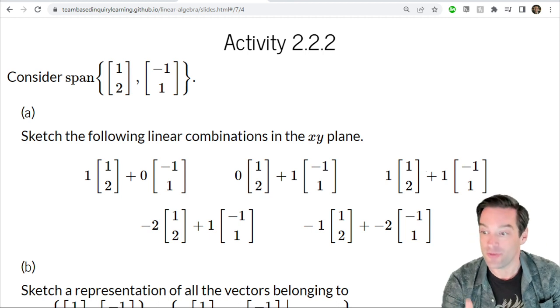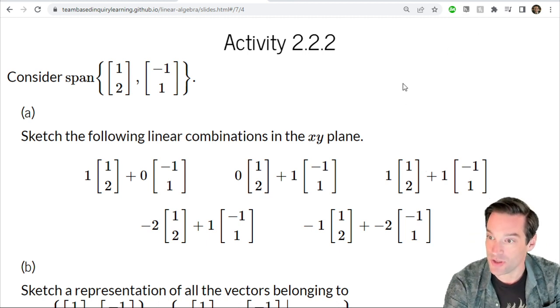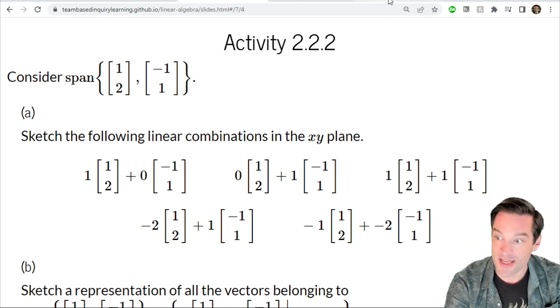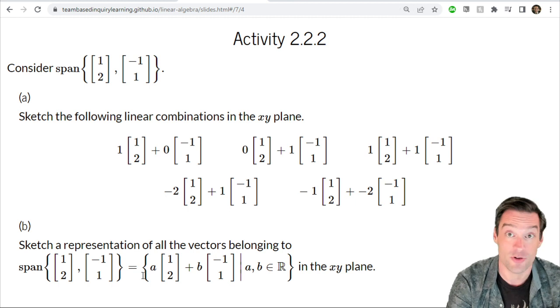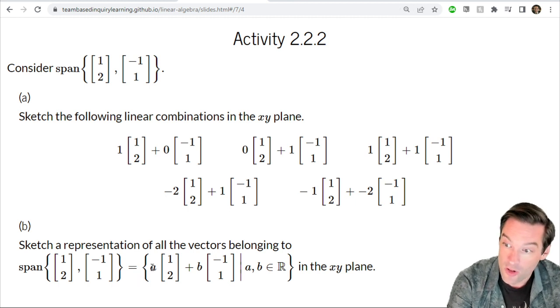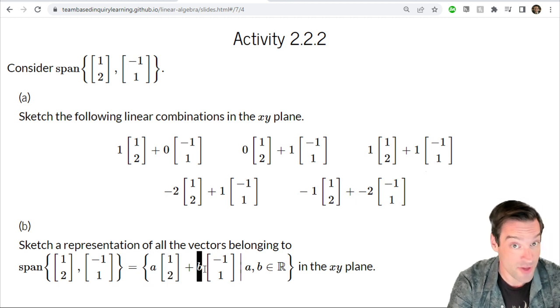And we want to try to come up with a representation of what the set of all linear combinations of those two vectors might look like. That's what we call the span of those two vectors. So the set of all vectors that we can write as a scalar multiple of 1, 2, added to a potentially other scalar multiple of minus 1, 1.